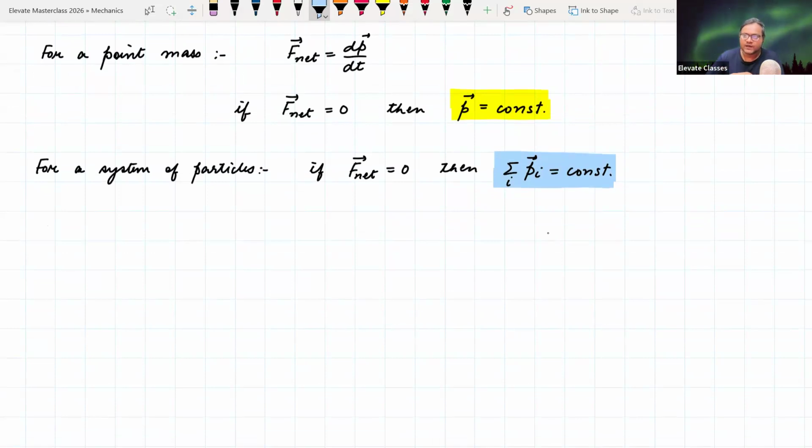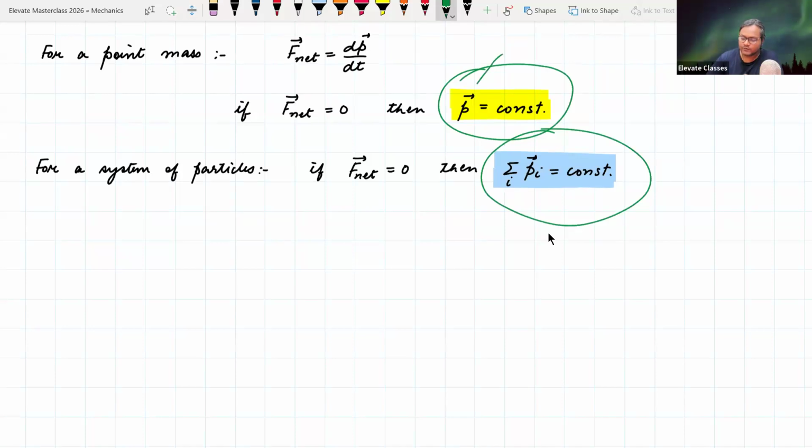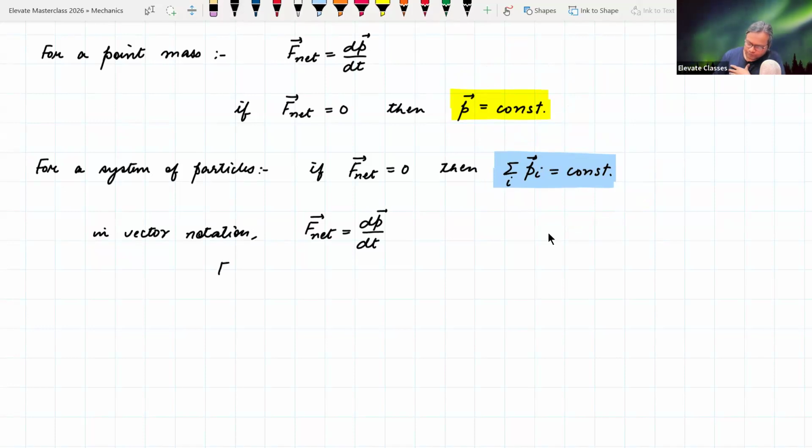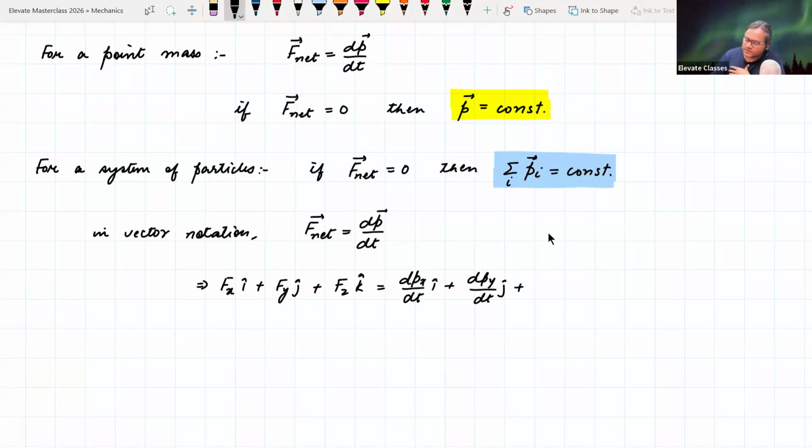Now there is one more thing that is very important and sometimes neglected: this equation is a vector equation, as you can see from the arrow here. A vector equation means that you can always write the vector in terms of the x, y, z coordinate system. So in vector notation, F net equal to dp by dt means that Fx i cap plus Fy j cap plus Fz k cap is equal to dpx upon dt i cap plus dpy upon dt j cap plus dpz upon dt k cap. Now these are all independent equations, meaning I can write them separately.